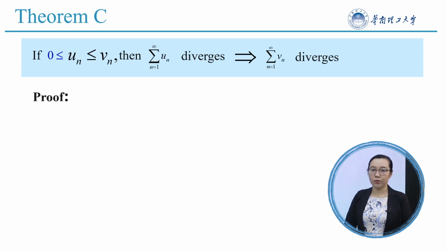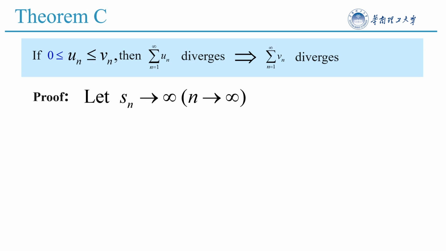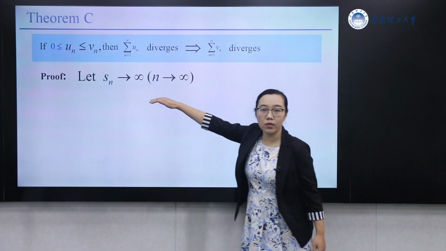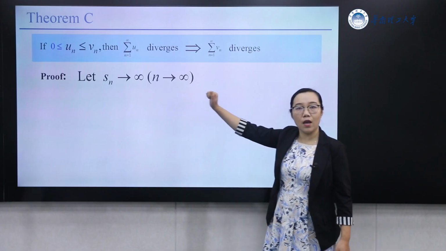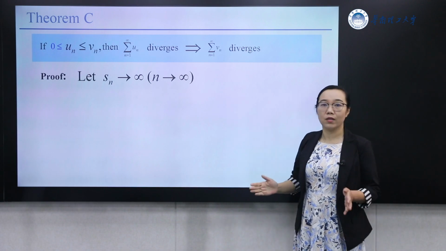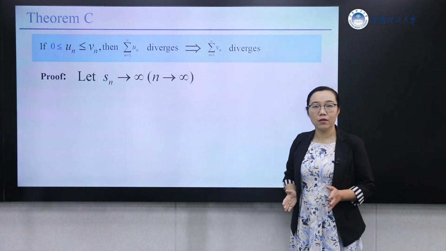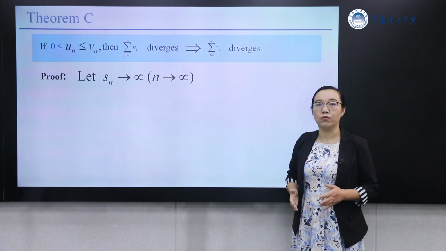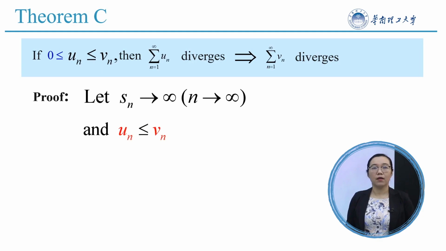Now, we will prove the second result. Let Sn tend to positive infinity, and according to the known condition, un is less than or equal to Vn. Then un corresponds to the partial sum Sn, and Vn corresponds to the partial sum sigma n.